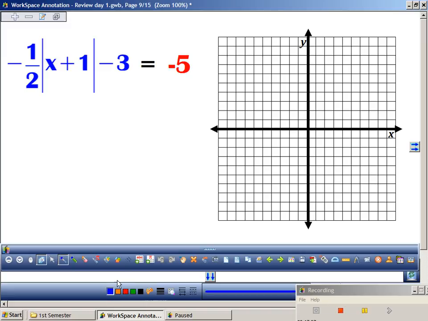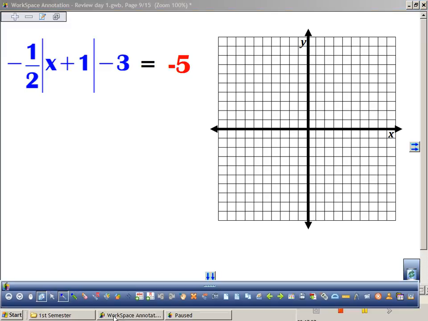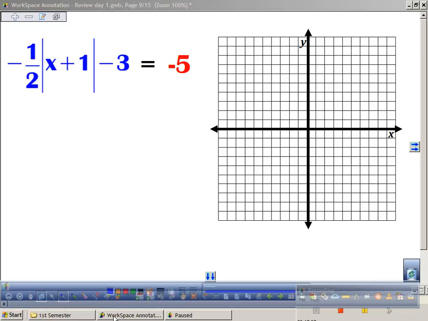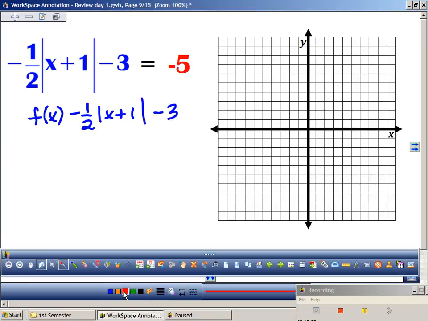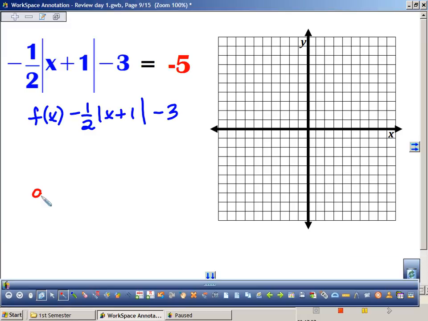So if you remember, way back in the beginning of time, I need everybody's eyes up here. To solve this graphically, we split it up into 2 different equations. We said the one in the blue is f of x, negative 1/2, absolute value of x plus 1, minus 3. And we said the other one would be g of x. Remember that? g of x equals negative 5.